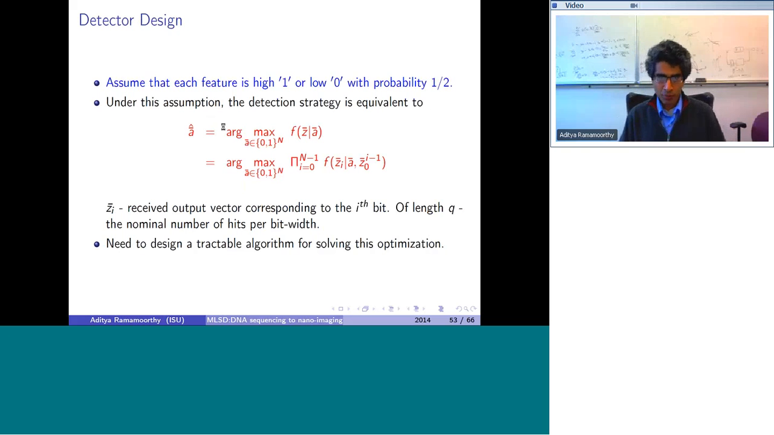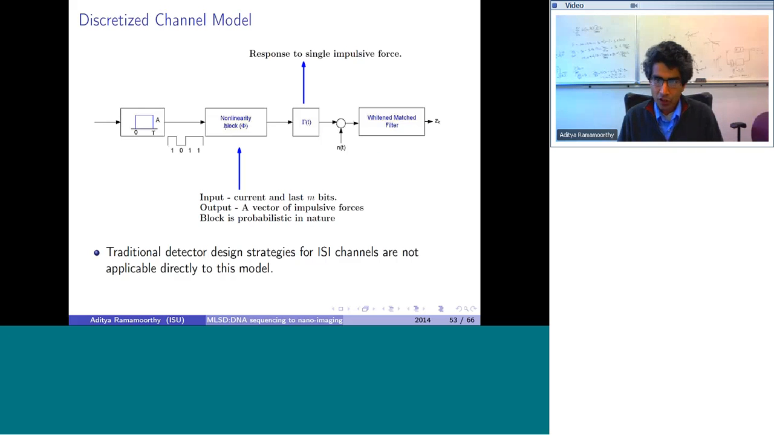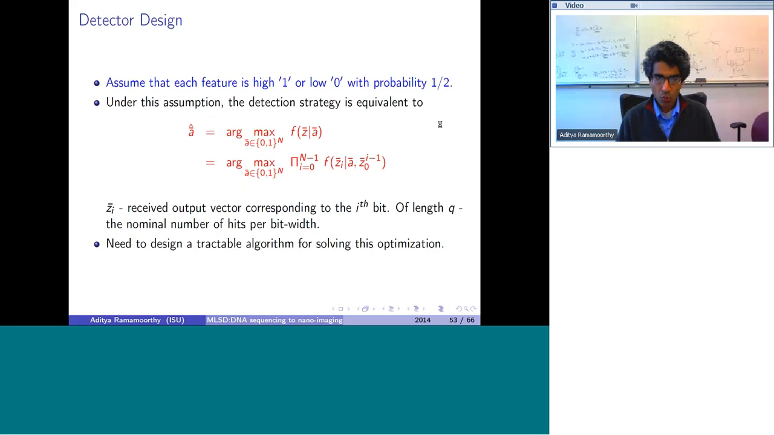If you assume that each feature is high or low with probability 1/2, you can actually, I forgot to mention this, when you think about this in terms of detection, we can show that a whitened matched filter is the correct thing to do here, which I already have in this block diagram. So what we are observing are the Zks, which are the sufficient statistics for the detection, and what we want to do is find the bit sequence that maximizes the conditional probability of observing the sufficient statistics given the bit sequence. Since I assume that the features are high or low with equal probability, whether I look at the joint or the conditional doesn't matter.